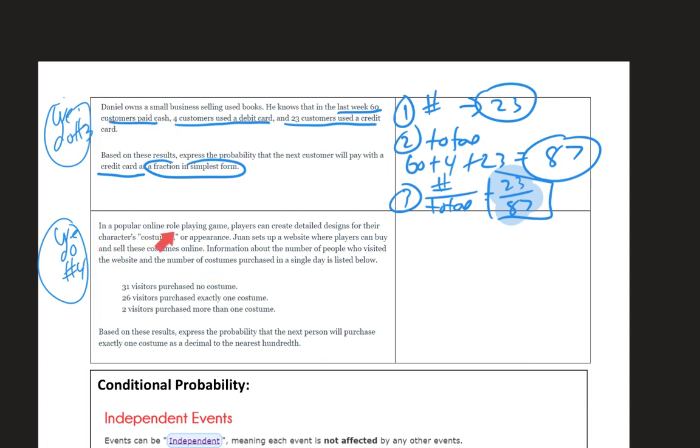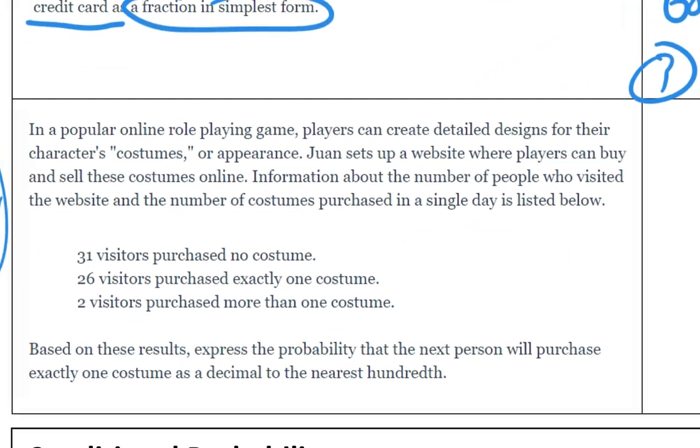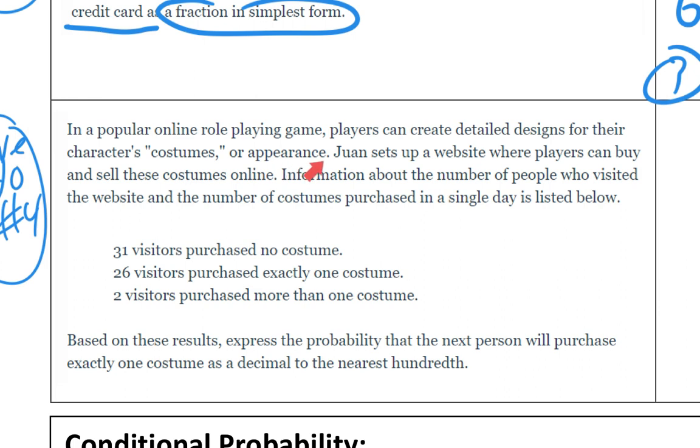So this is in a popular online role-playing game. Players can create detailed designs for their characters' costumes or appearance. Juan sets up a website where players can buy and sell these costumes online. Information about the number of people who visited the website and the number of costumes purchased in a single day is listed below. Okay, so I know these are a lot of words, but this is how they do these on the test. So we know this is the math stuff, right? We see the numbers. 31 had no costume. 26 had one, and 2 had more than one.